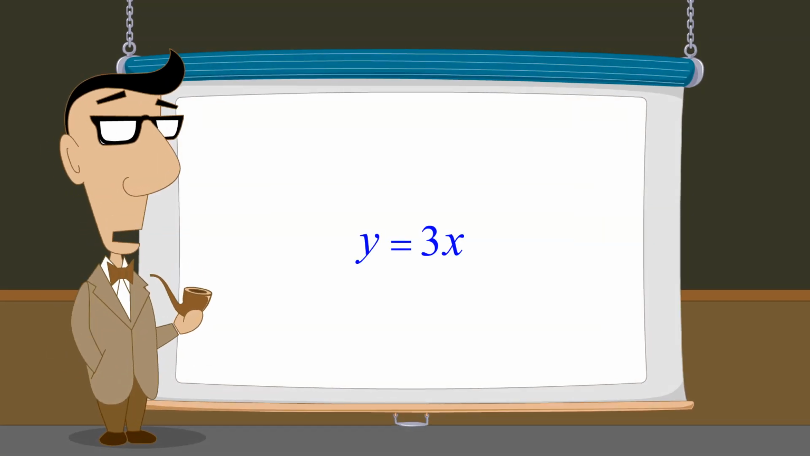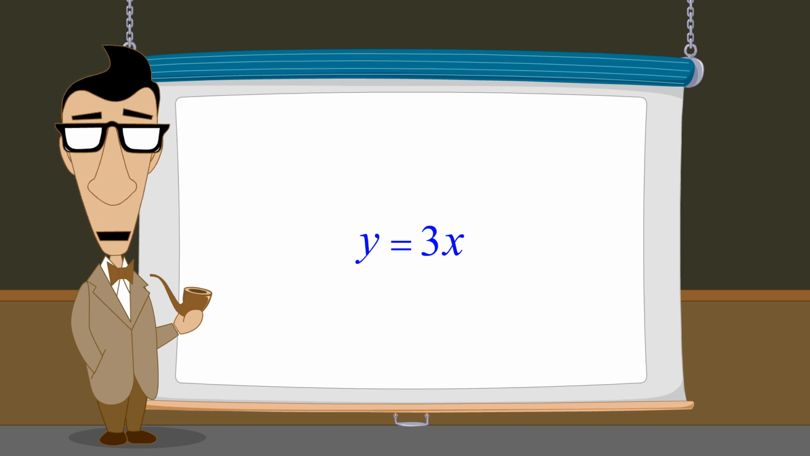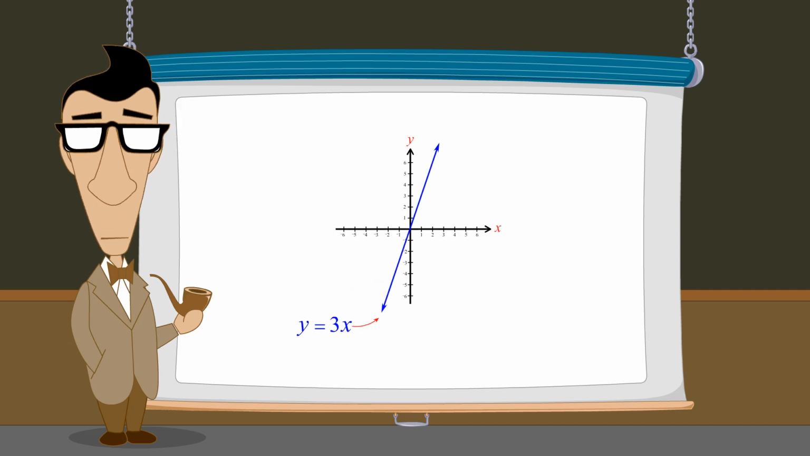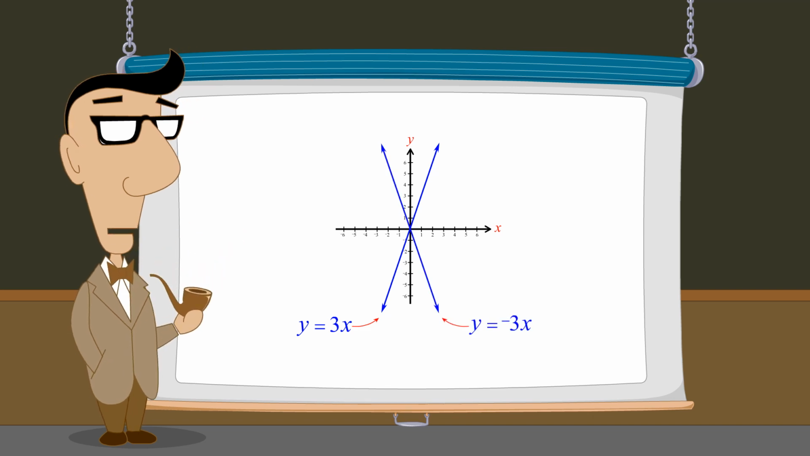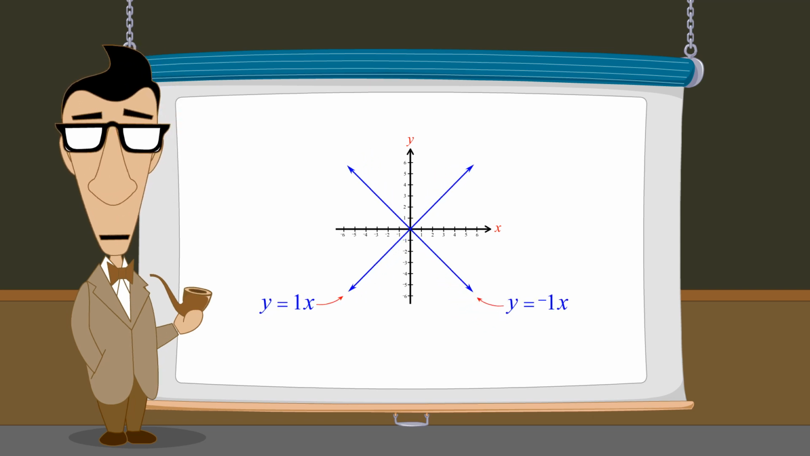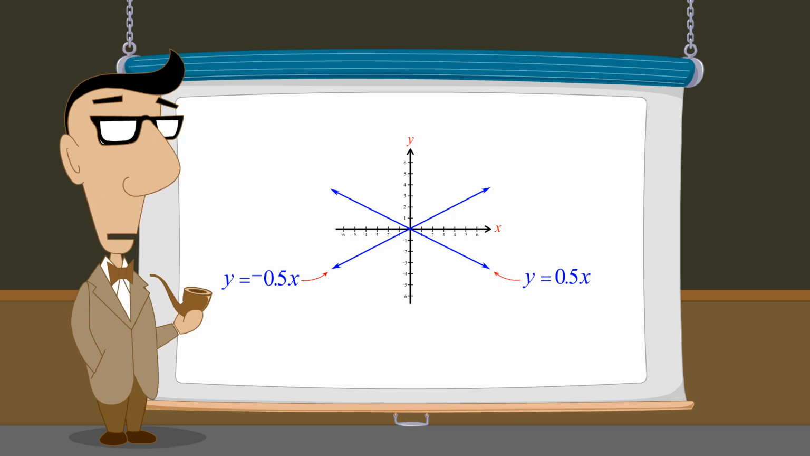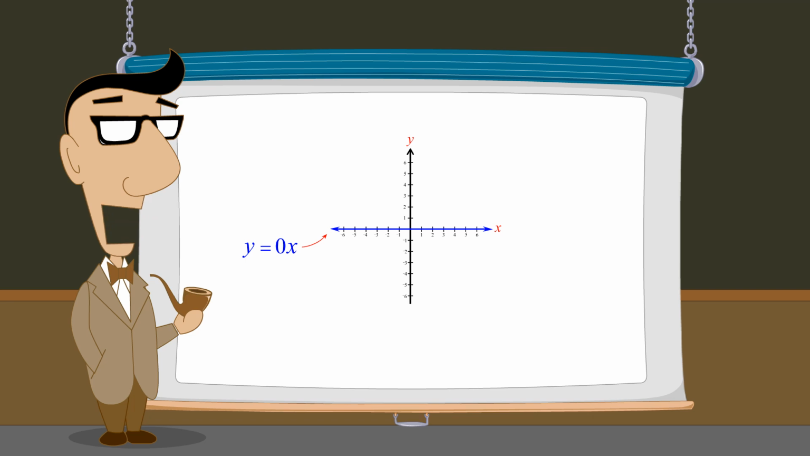So for linear functions, the coefficient of the independent variable x determines the slope of the graph. The coefficient's sign determines the sign of the slope, and the coefficient's magnitude determines the magnitude of the slope. The smaller the magnitude of the x-coefficient, the smaller the slope. And when the x-coefficient is 0, the slope will be 0, and the graph is a horizontal line.